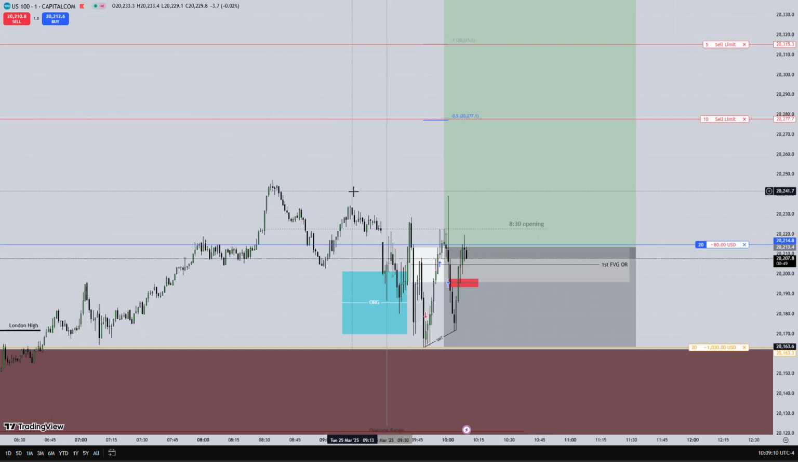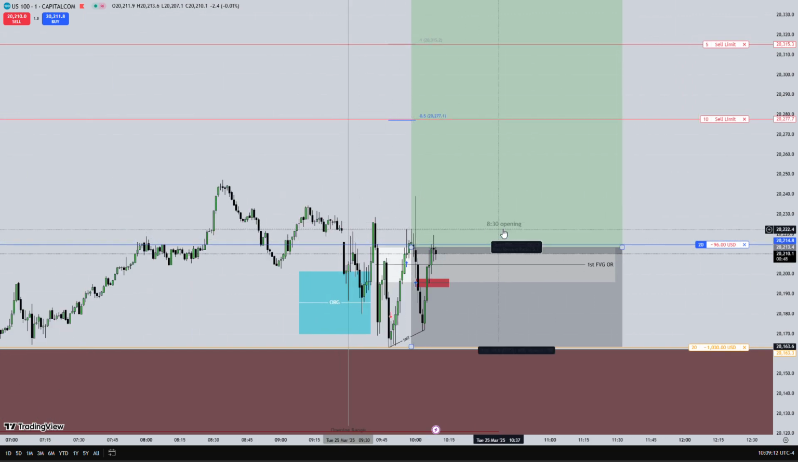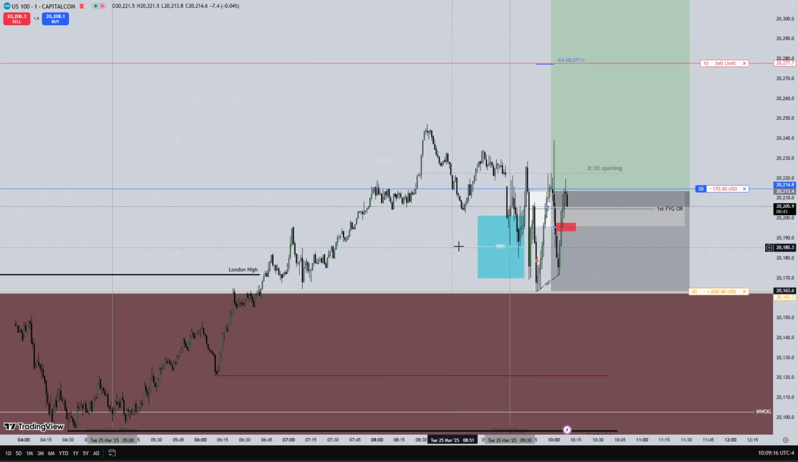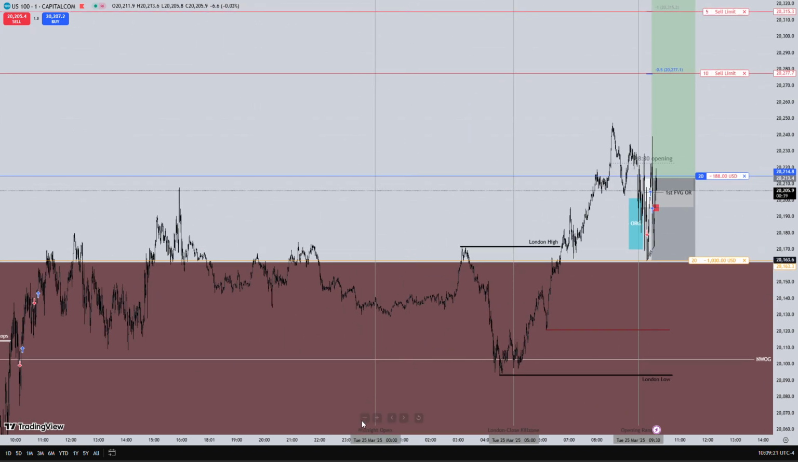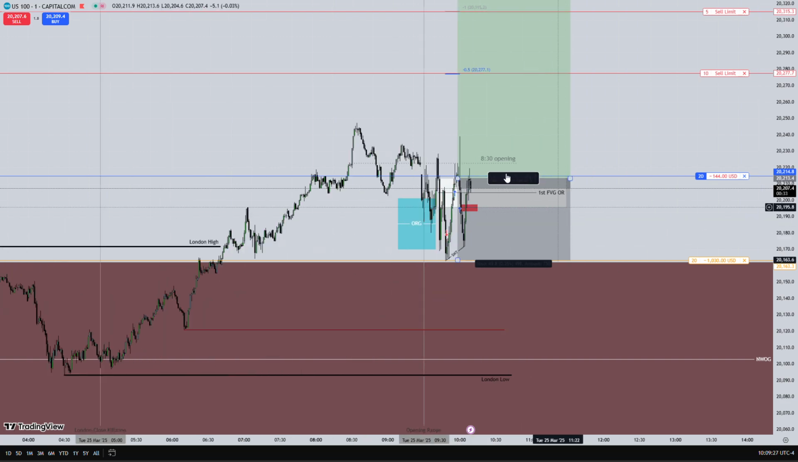And right here we can see that price is again below the 8:30 opening, but the midnight open, we are not going to use the midnight open in this case because price is far away. It's not around the midnight open, so we are just going to use the 8:30 opening for this New York session.